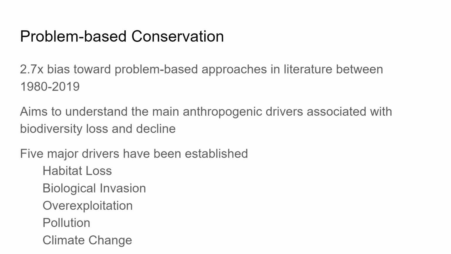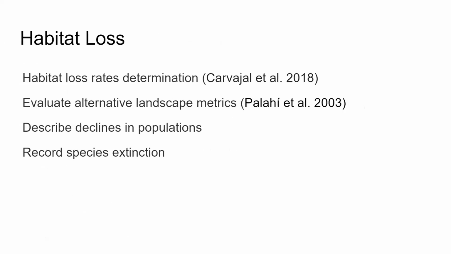Problem-based studies aim to understand the main anthropogenic drivers associated with biodiversity loss. So, problem-based research on habitat loss and fragmentation focuses on characterizing how different features of altered landscapes, like habitat amount, fragment size, isolation, edge effects, matrix permeability, and landscape scale processes, affect biodiversity. Typically, it considers effects of habitat loss and fragmentation on species occurrence, biomass, and diversity.